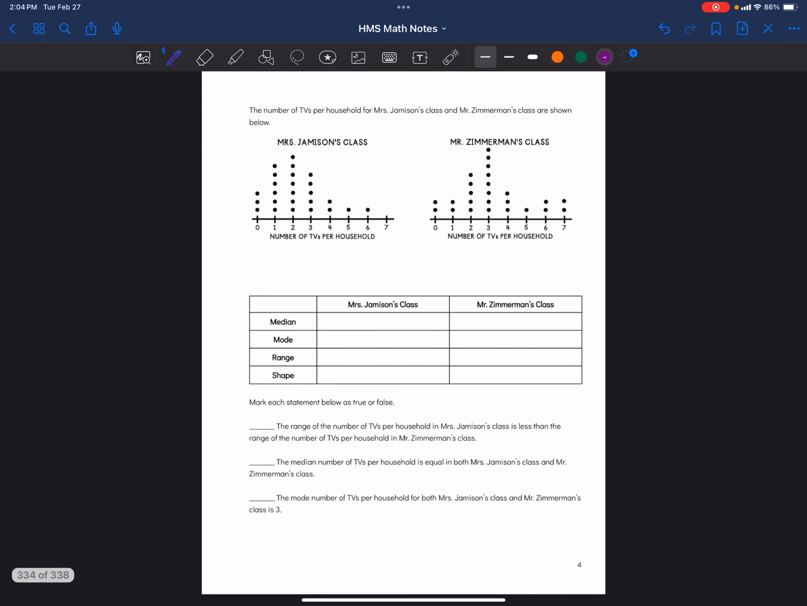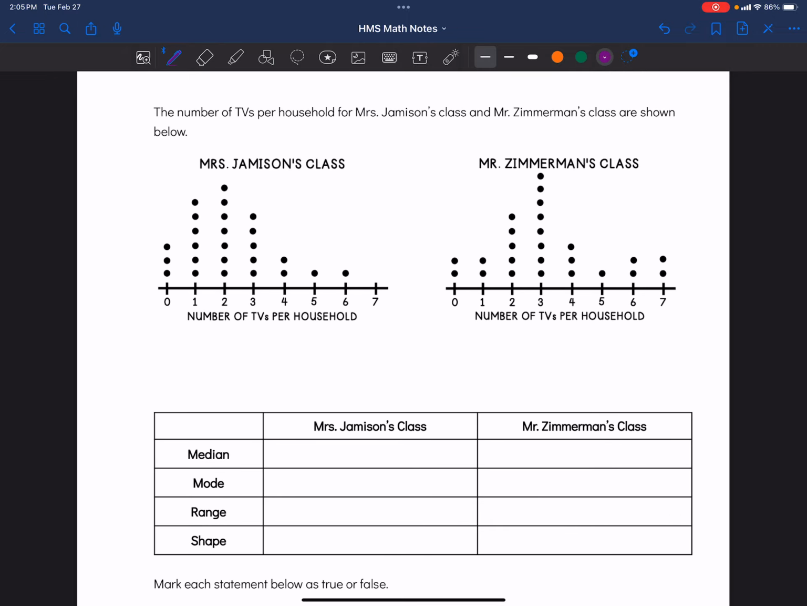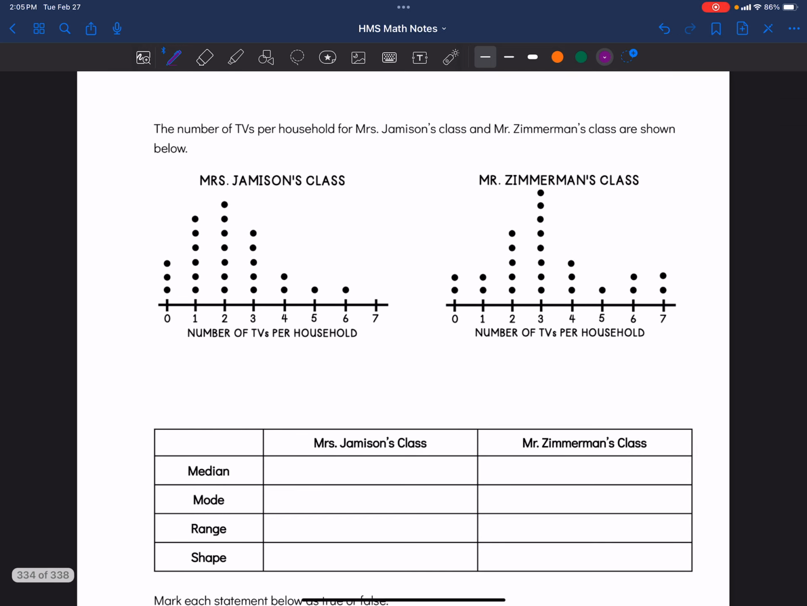All right, flip your page. Now we're looking at Mrs. Jameson's class and Mr. Zimmerman's class. And we are comparing the number of TVs per household. Okay, we can do this. So I am not going to pull them off the dot plot because that's a lot of numbers to write, but I am going to add them above the dot plot.